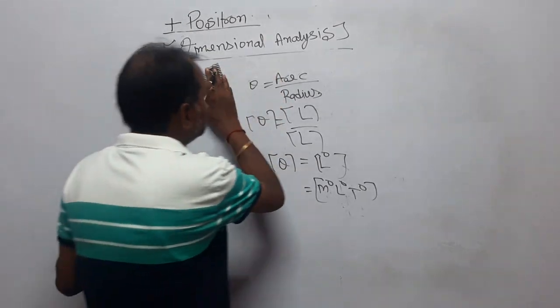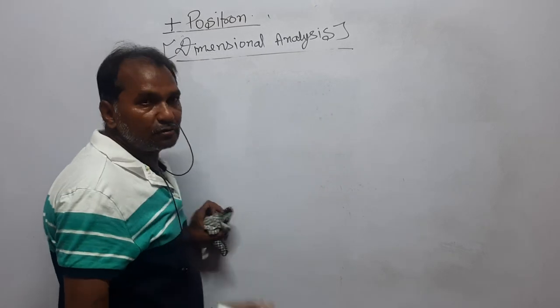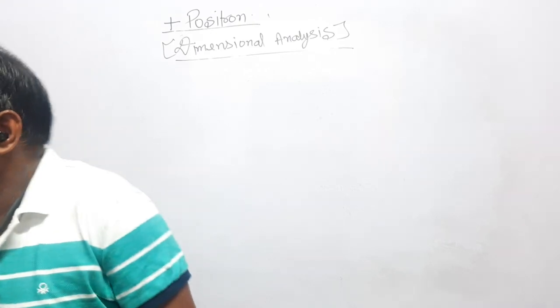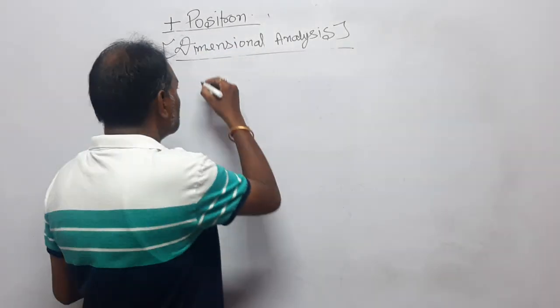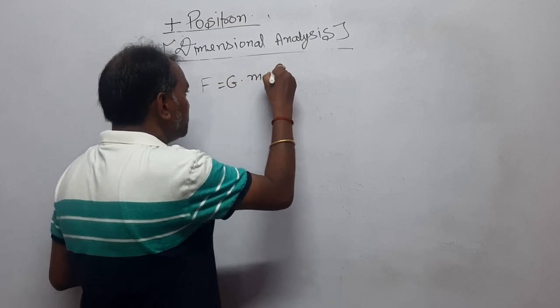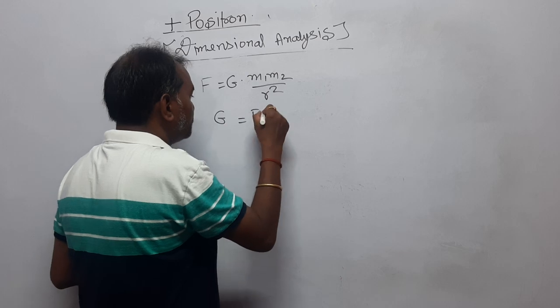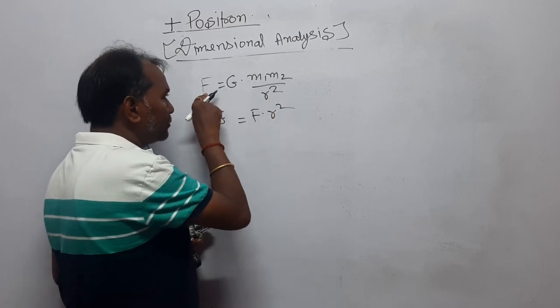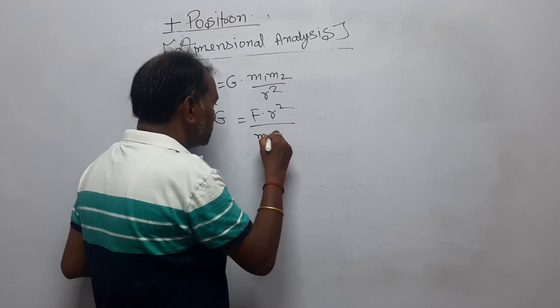Now, let's move further. Some very important dimensions come from Newton's law of gravitation. That is the gravitational constant. More often it is asked in the question paper. Newton's law of gravitation is F equal to G m1 m2 upon r square. So G is equal to F into r square, with r square brought here and m1 m2 brought here. So you will get it like this.